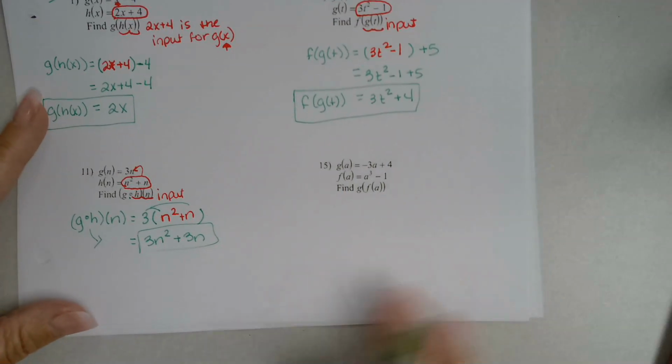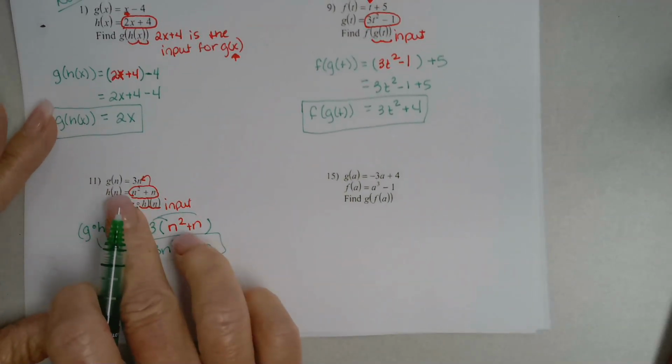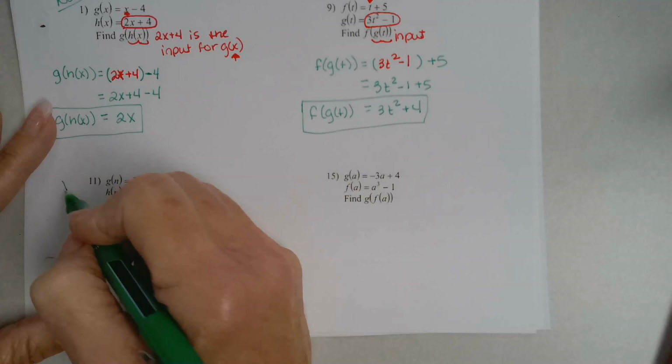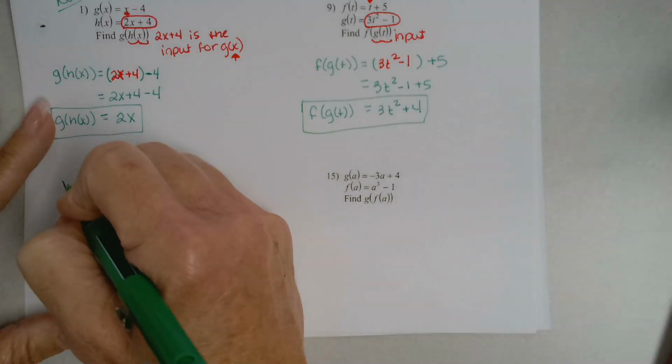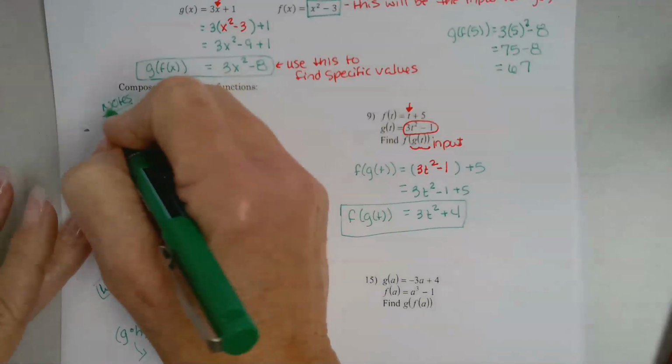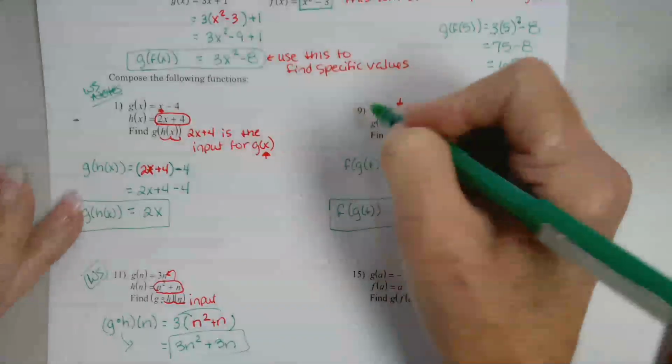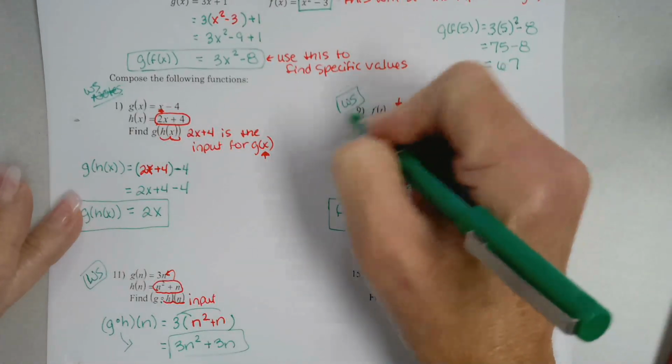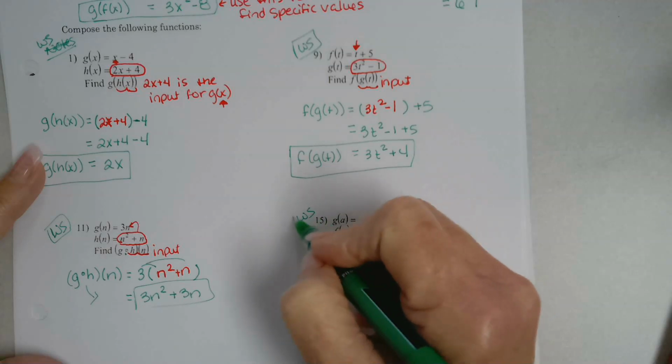All right. And this, of course, was number 11 on the notes. On the worksheet. That's what I meant to say. On the worksheet. This is number 9 on the worksheet. And this is number 15 on the worksheet.